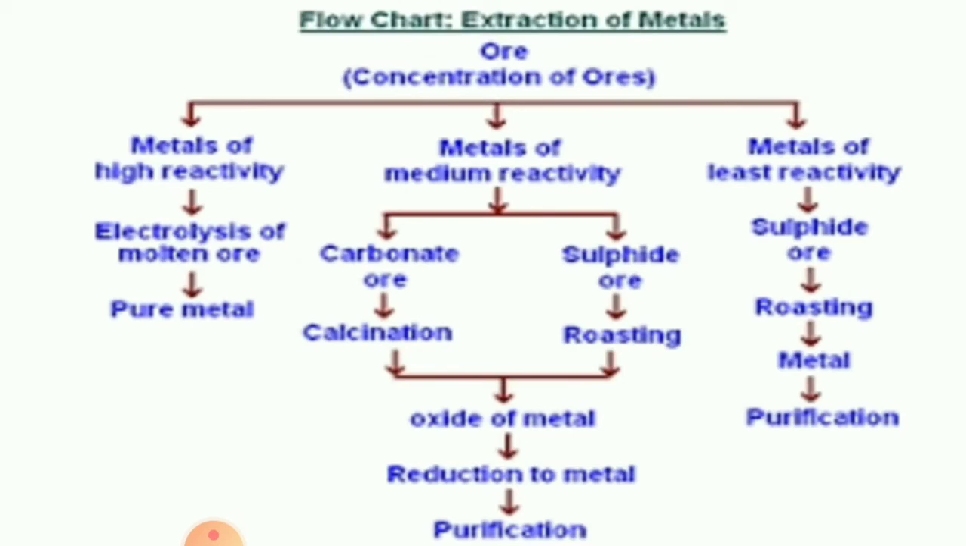Metals of low reactivity we usually get in sulfide ores. When sulfide ores are found, naturally they have to undergo the process of roasting. After roasting, metal oxide is formed, and from that metal oxide, the metal is removed and the purification process takes place. We will see one video of galvanization after this.